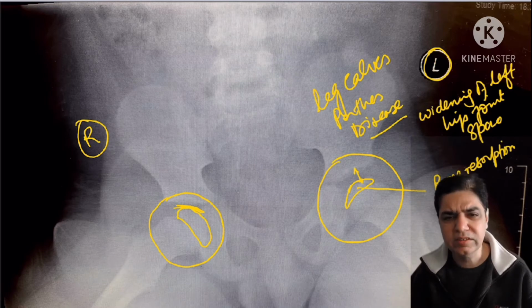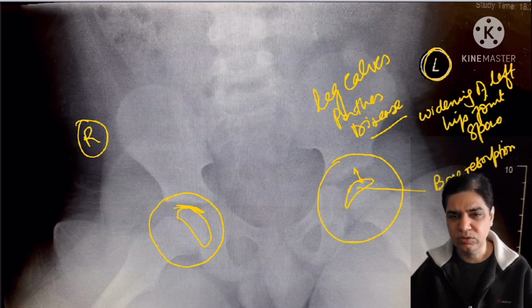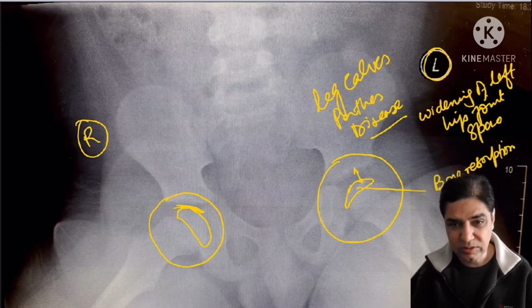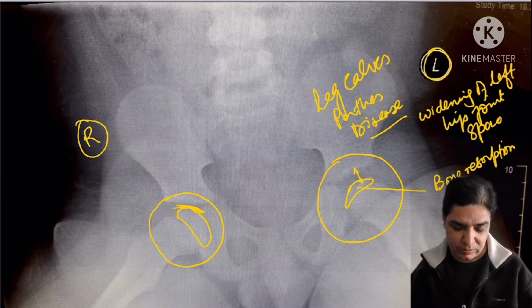Now, this disease is common in the age group of 4 to 8 years, and what happens is that the blood supply to this area gets cut off for one reason or another, and that leads to less blood supply going into the femoral head.